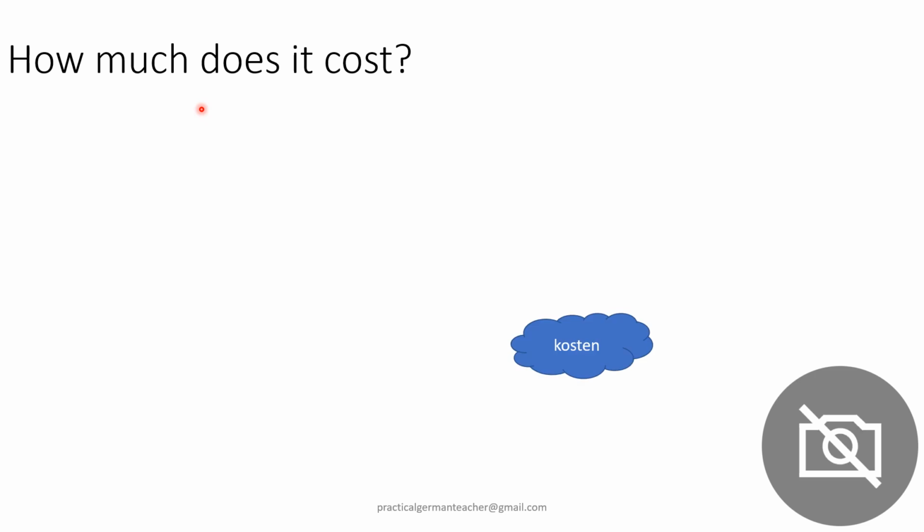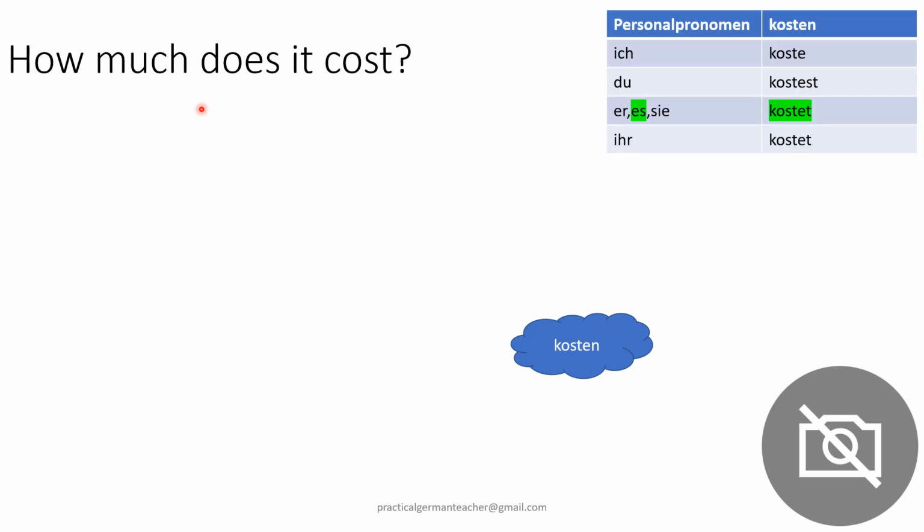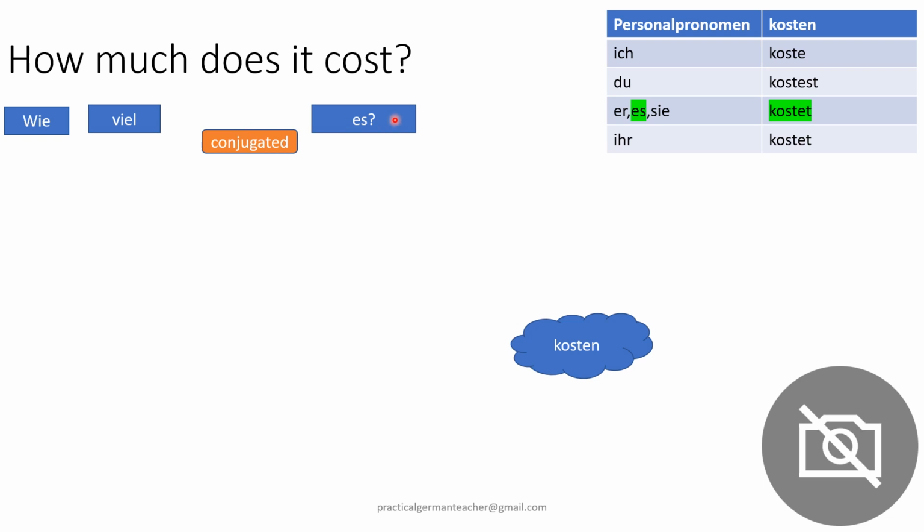So the verb for to cost is kosten, starts with K. This is the conjugation table for different pronouns. So you start with wie, that is how, viel is much, so wie viel. Then you have the verb which will be conjugated with respect to the subject. The subject is it, which is es in German, and then we have wie viel kostet es?